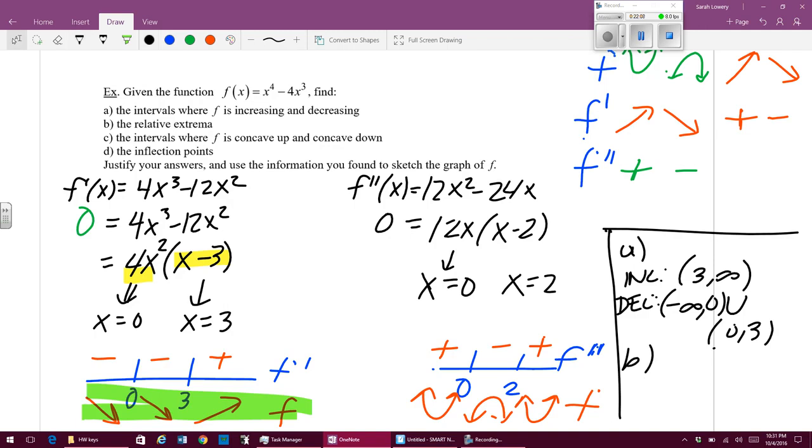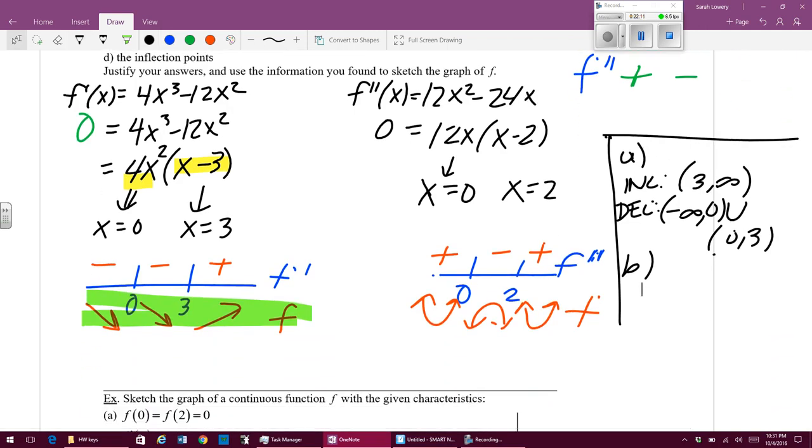I'm now ready to answer part B. To do this, I'm going to scroll up. The really nice part about writing my f behavior underneath my sign chart here is that I can see that this spot right here is the only place that I'm going to have any kind of extrema. It's going to give me a max of none and a minimum at x equals 3, because this is the only spot where my derivative changes from negative to positive, yielding a minimum.